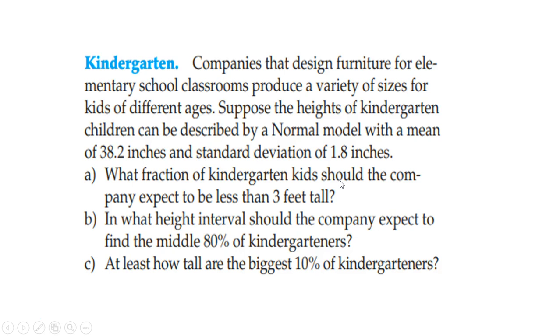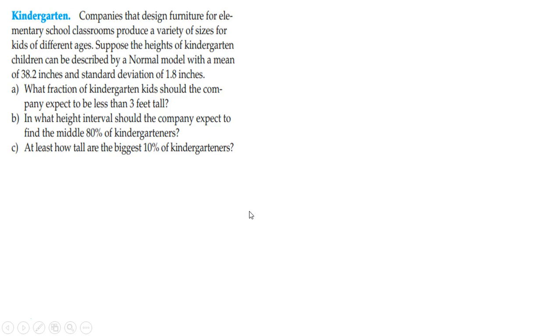That's basically the point. Companies that design furniture for elementary school classrooms produce a variety of sizes for kids of different ages, and suppose the heights of kindergarten children can be described by a normal model, with a mean of 38.2 and standard deviation of 1.8. The key there was normal model. What fraction, when they're talking about fractions, they're talking about percents, of kindergarten kids should the company expect to be less than 3 feet tall?